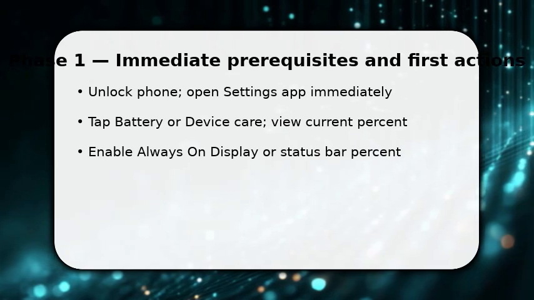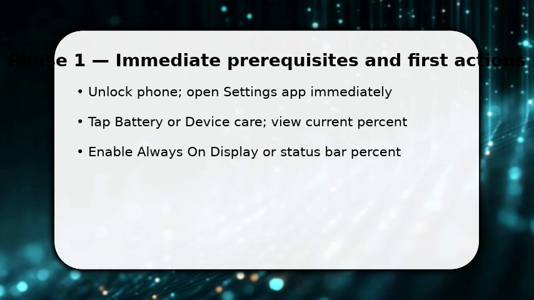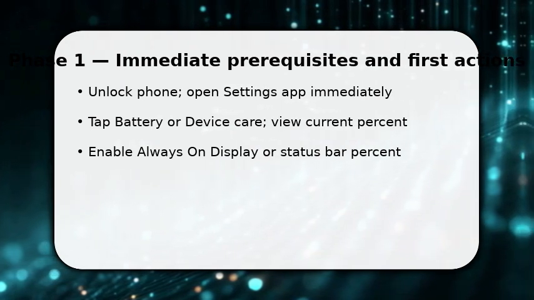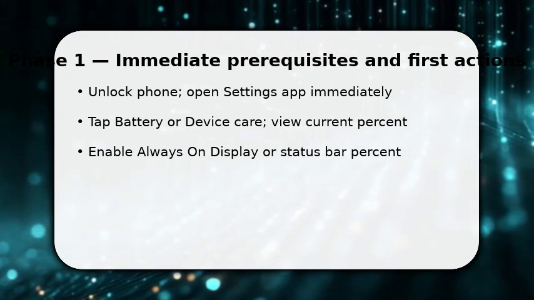You're starting in Settings so you get accurate data fast. First, unlock the phone and open Settings. Once done, navigate to Battery or Device Care. This central panel shows current percentage and immediate drain.